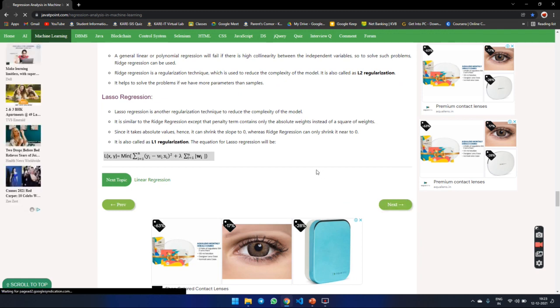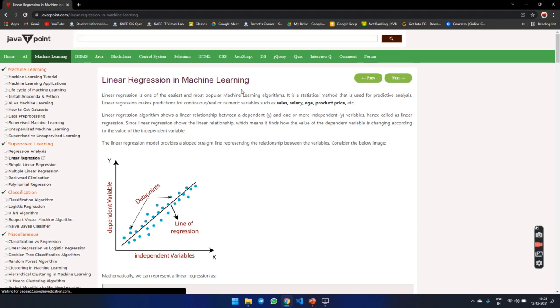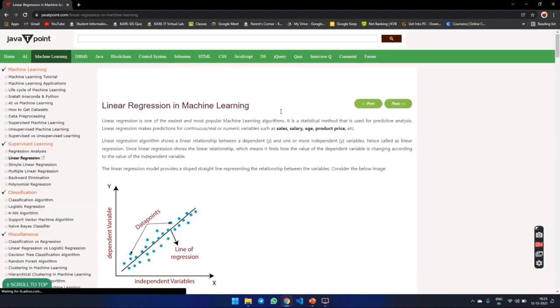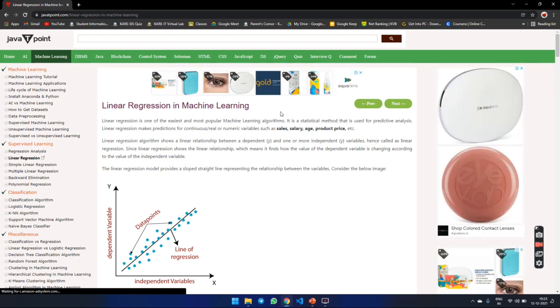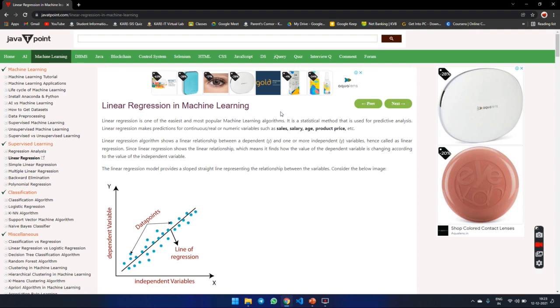Next we are going to linear regression in machine learning. Linear regression is one of the earliest and most popular regression machine learning algorithms. It is a statistical method that is used for predictive analysis. Linear regression makes predictions for continuous, real or numerical values such as sales, salary, age, product price, etc. Linear regression shows the linear relationship between the dependent and one or more independent variables. Hence it is called linear regression.